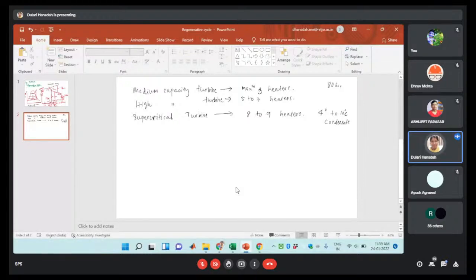This is also another method of choosing the temperature of bleed steam from the turbine. So it should be that much higher than the saturated steam temperature. Okay, so this is also one.